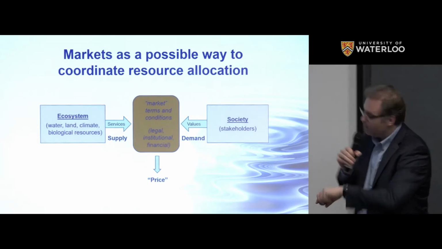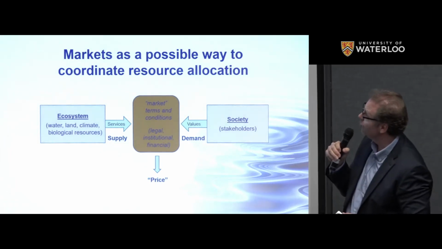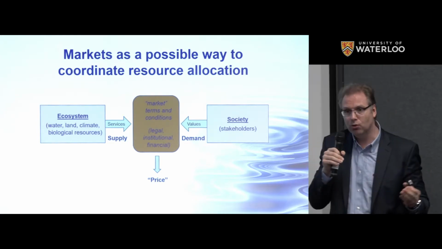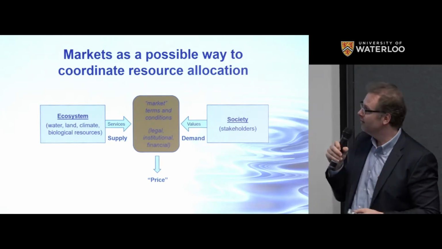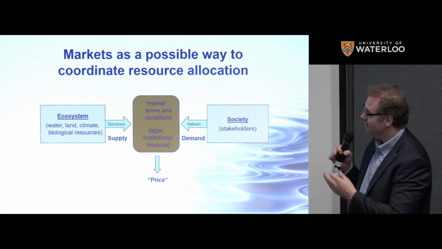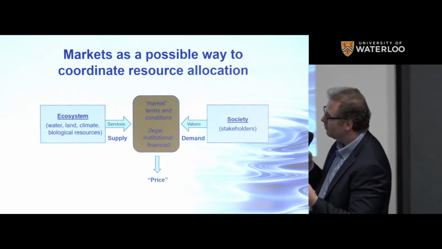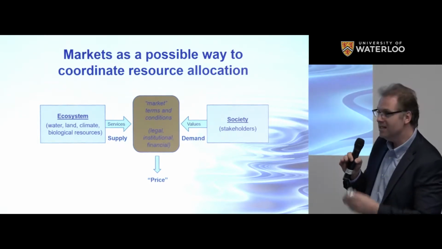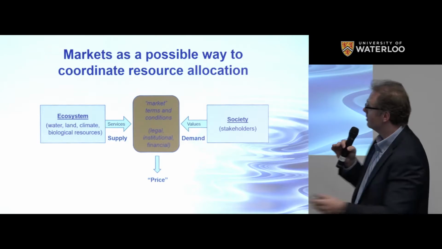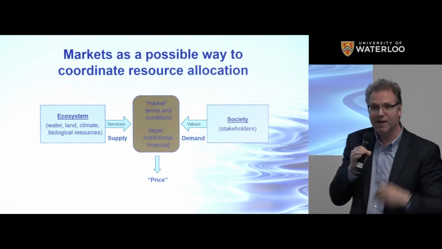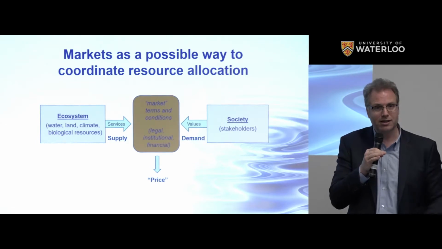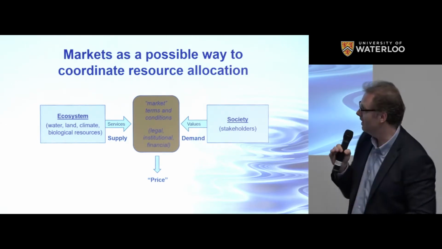Okay, so I'm talking about markets as a possible way to coordinate resources and their allocation, and it's obviously not the only way of allocating these resources, but that's what I'm particularly interested in. And in the case of these public environmental goods and services, it's the ecosystem, it's the environment that provides these services free of charge. And there is a demand by society. We value these services. They are valuable. We cannot live without clean drinking water. We cannot live without clean air.